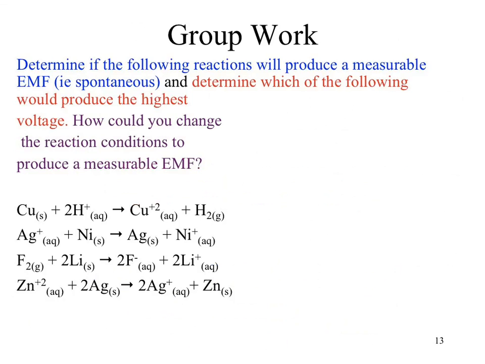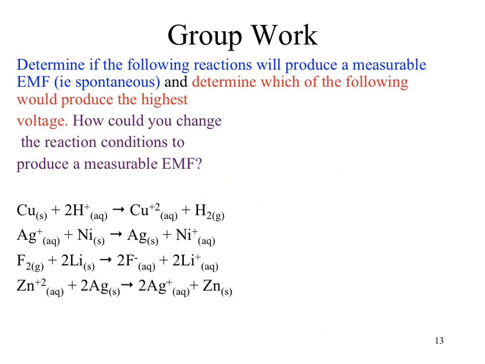Yeah, let's go ahead and look at this. Determine if the following reactions will produce a measurable EMF. What does measurable EMF need to be? It needs to have a positive cell potential. And then determine which of the following would produce the highest voltage. And as a very last question, how could you change the reactions to produce a measurable EMF?